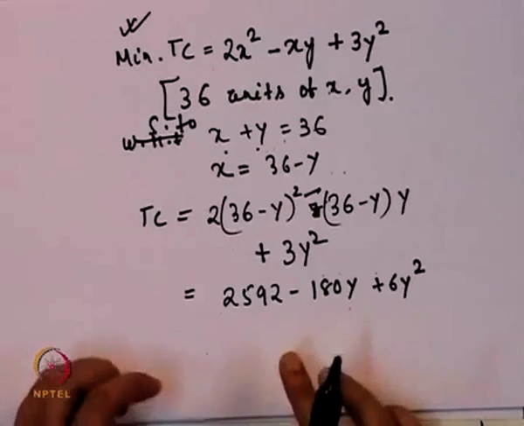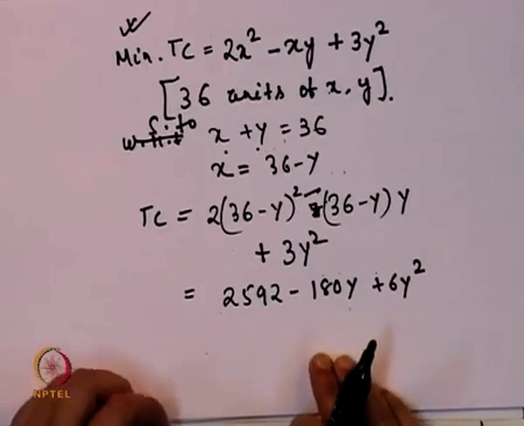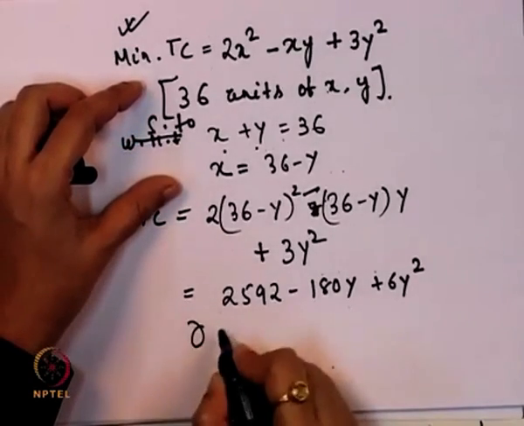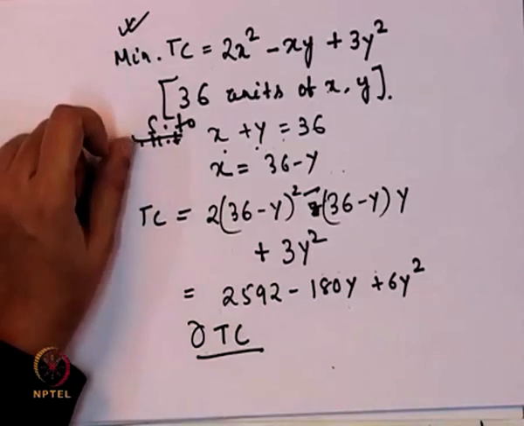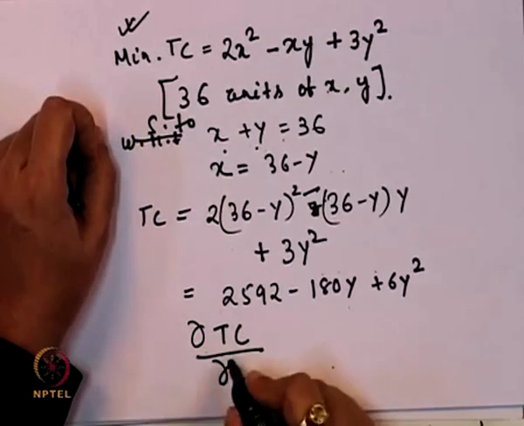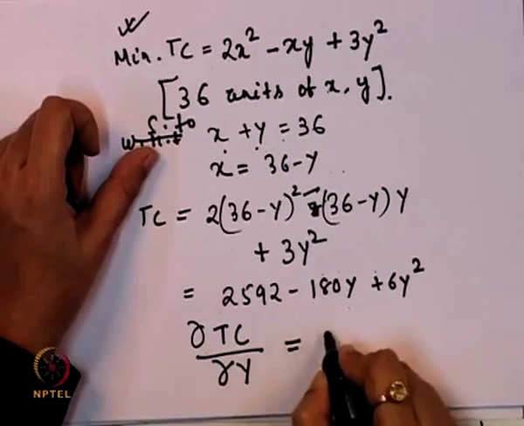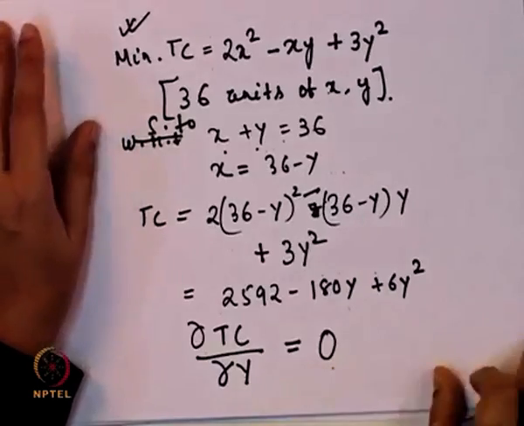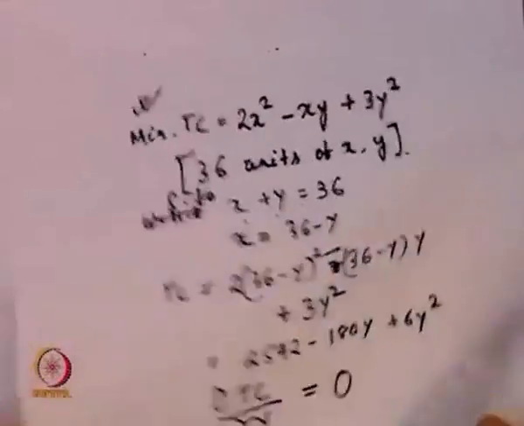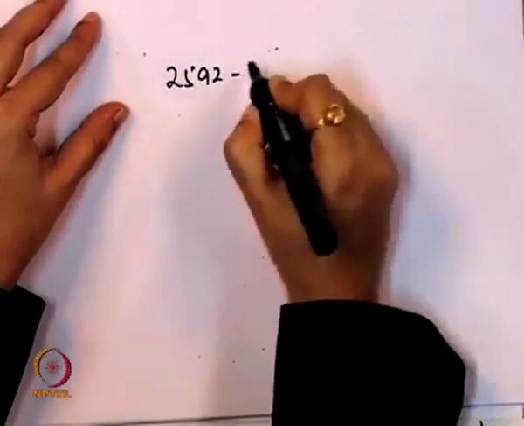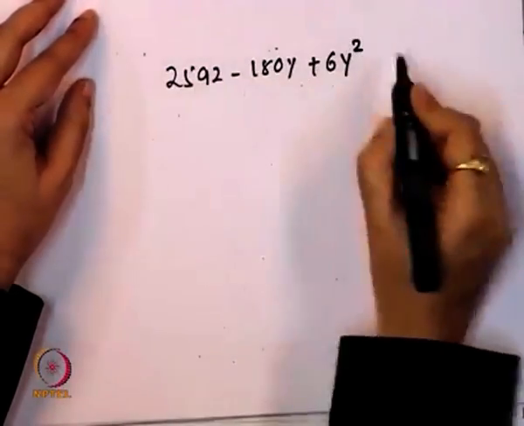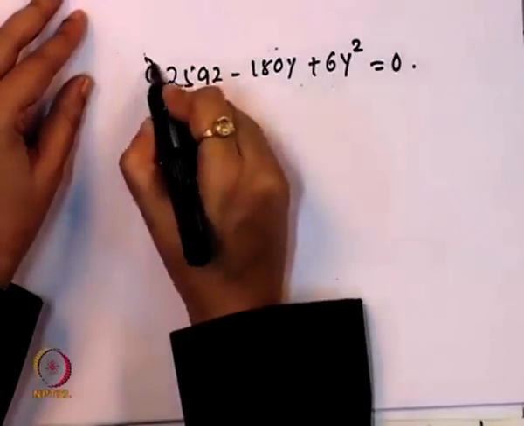Now in order to get the value of y, and in order to get the optimum combination or the optimum cost, what we have to do? We have to take the first order derivative of the total cost function with respect to y, and we have to set it equal to 0 in order to get the value of y. So now we have to take the first order derivative of 2592 minus 180y plus 6y square, and this has to be equal to 0.